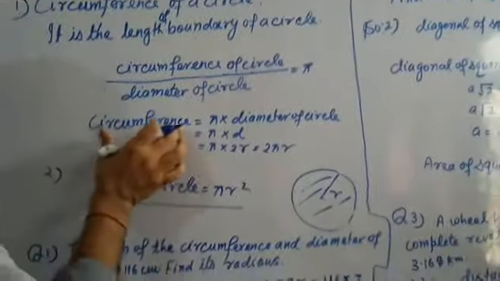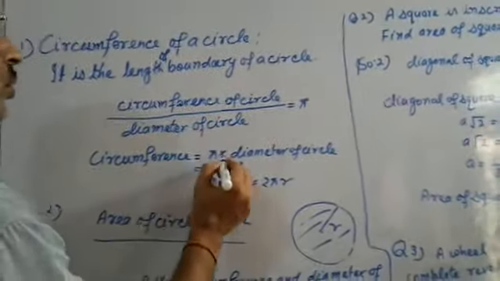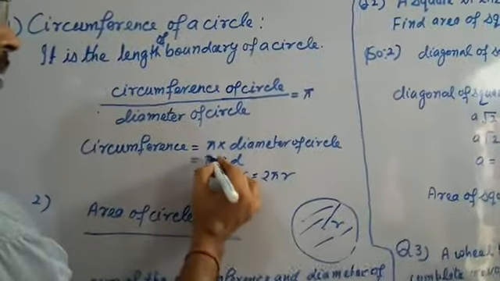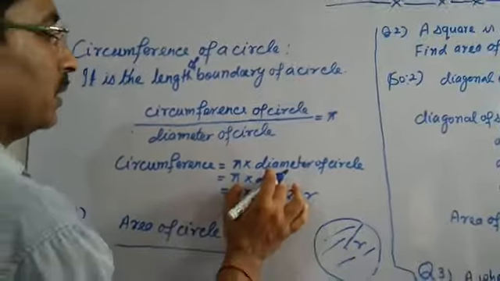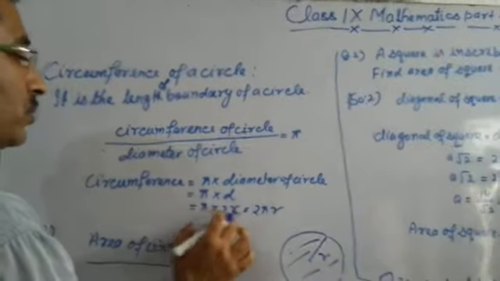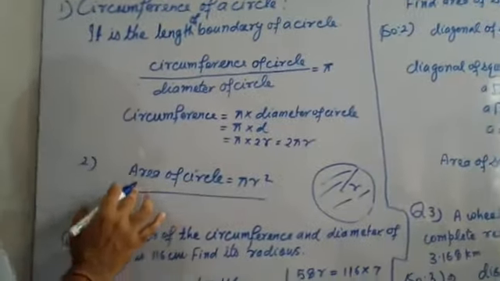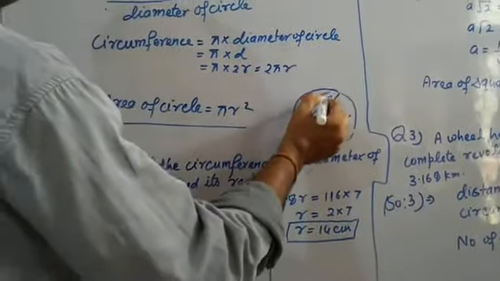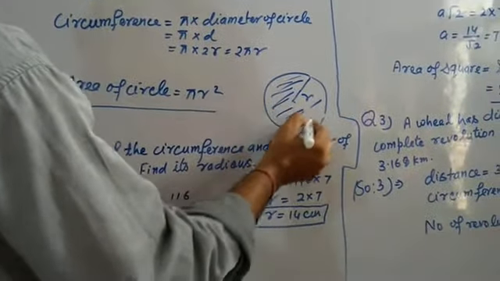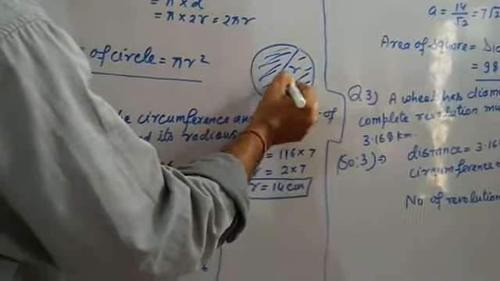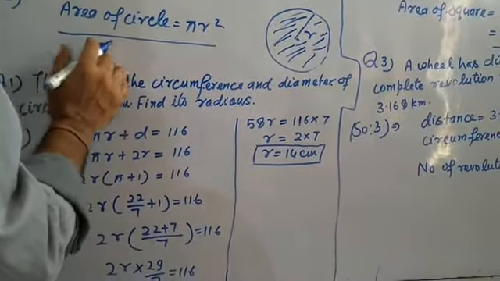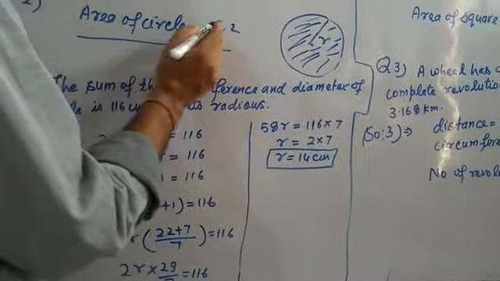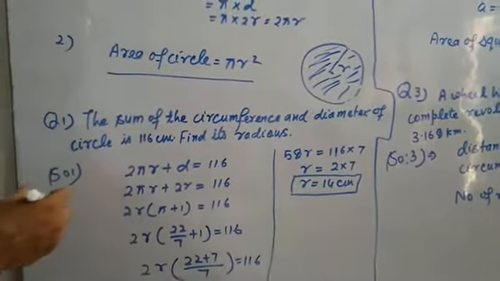Therefore, circumference of a circle equals pi into diameter, pi d, where d is the diameter, which is pi into 2r, that is 2 pi r. Area of circle: the space enclosed by the boundary of a circle is known as area. Area of circle equals pi r square.